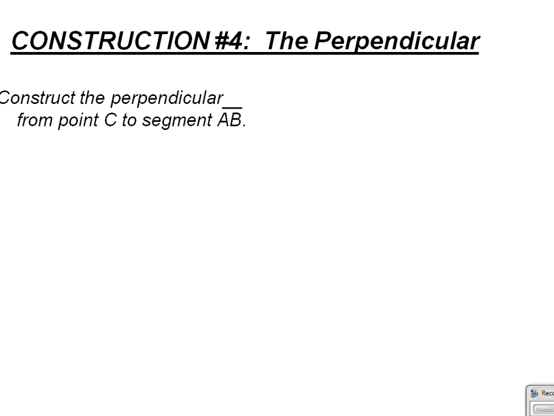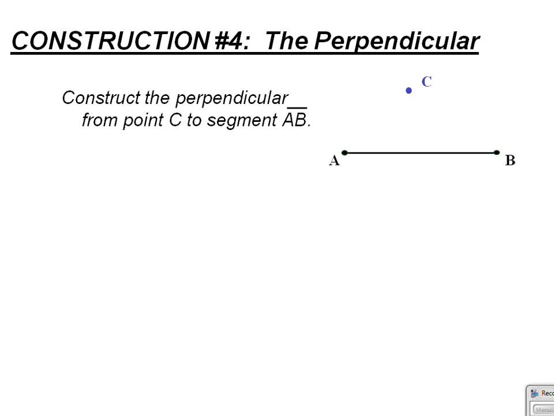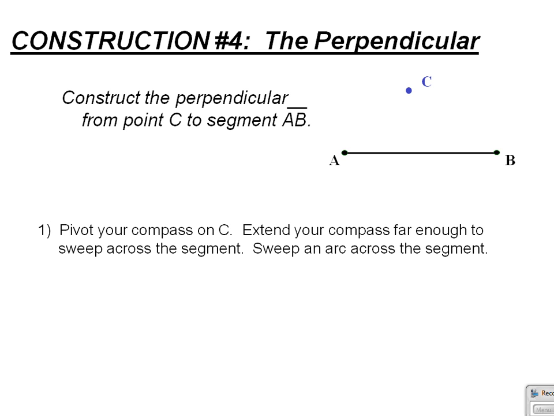Now, to construct the perpendicular, we begin with the following premise. We're given a point and a line, or a line segment, and we're asked to construct the perpendicular from the point to the line. Now, in order to do that, we begin by pivoting our compass on the point, in this case point C. And then extending our compass far enough to sweep across the segment, we sweep an arc across the segment, like so. We just have to make sure that when we do our arc sweep across the segment, there are 2 points of intersection between the arc and the segment.